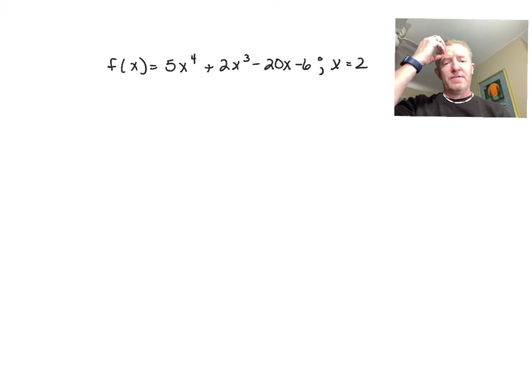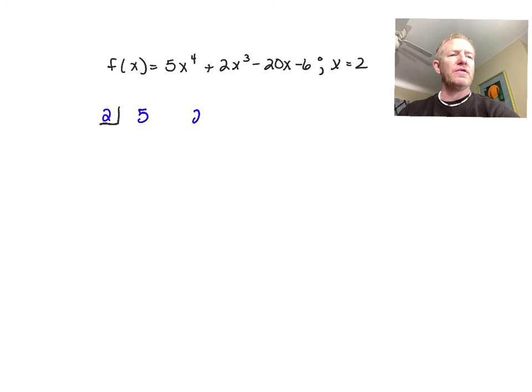All right, now last example, this is how your homework will look. Here's a function, semicolon, x equals 2. It just means find the value of the function when x is 2. And again, we're just going to use synthetic division. So we put a 2 in our synthetic division box. 5, 2, negative, ooh, there's no x squareds. I better put a 0 in there. Got to be careful of that. See, it went x to the 4th, x cubed, but there was no x squared, so I put in 0 x squareds. Then I've got my minus 20 and my minus 6.